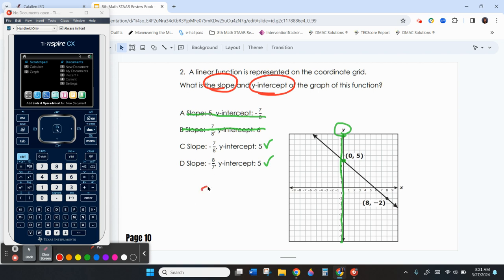Next, we have to find our slope. Remember that our slope is your rise over your run. If you look at the 2 points that were given, we're counting down how many spaces and across how many spaces. It went down from 5 to -2, so it went down 7, that's -7, and then across 8, +8, because you went to the right 8. So my slope is -7/8, which has to be C.